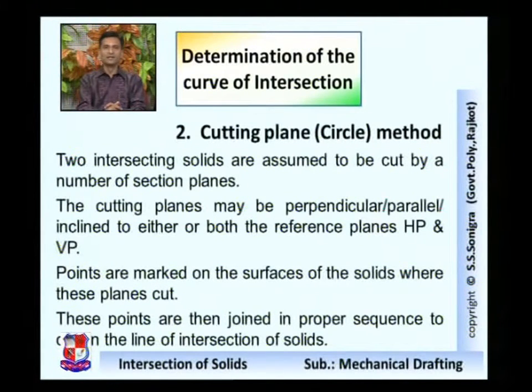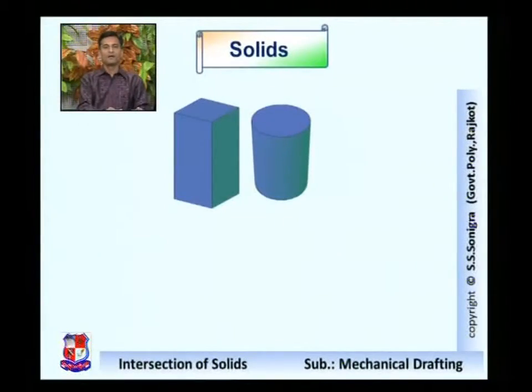This method is also used, but we should use only a single method to have a better understanding of the concept. So we will use the first method, that is the line method or generator method, to solve the problems. These are the solids, as we know, that we will cover in today's presentation, that is a square prism and a cylinder. The square prism is specified by two parameters, that is the side length and its height. Similarly, the cylinder is also specified by two parameters, that is diameter and its height.